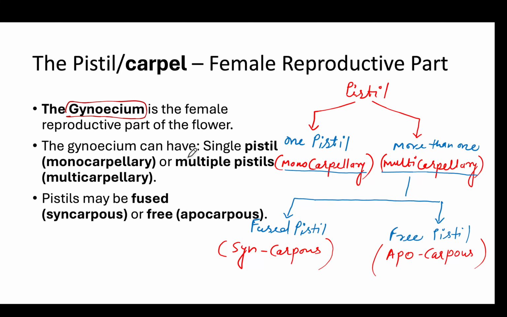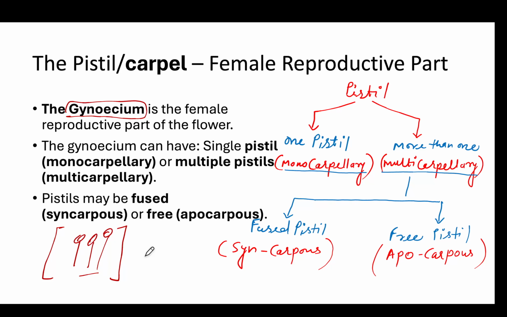Now gynoecium can have multiple units, and these individual units are known as pistil. So pistil is again a female reproductive part in the flower. Then what is the difference between gynoecium and pistil? Let's say if there is only one pistil, we call it pistil only. If there is more than one pistil in a flower, collectively we call all the pistils the gynoecium. Clear? So this is the difference between gynoecium and pistil.